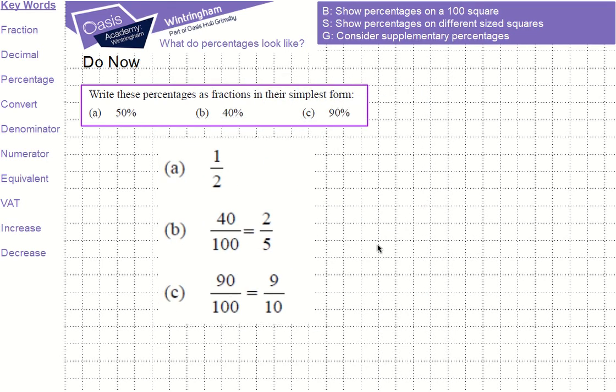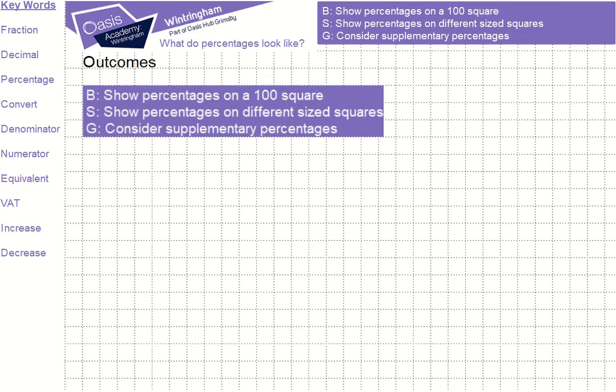Okay, there's the answers. So for example on B and C, if you got 40 over 100 or 90 over 100, but then you had to simplify those to 2/5 and 9/10. The outcomes for today: show percentages on 100 square, show percentages on different size squares, and then consider supplementary percentages.